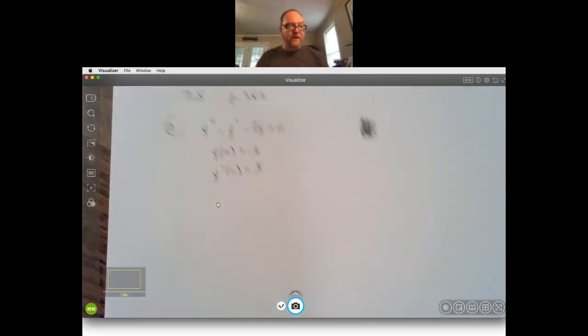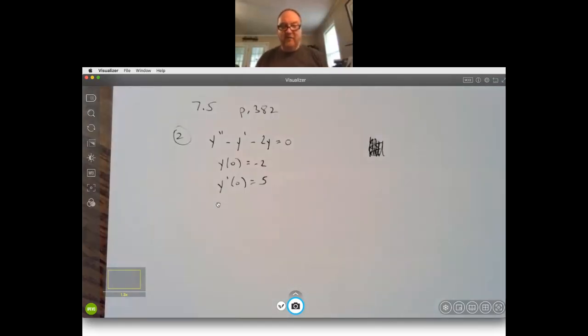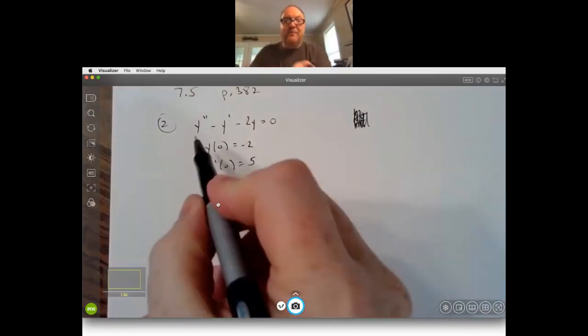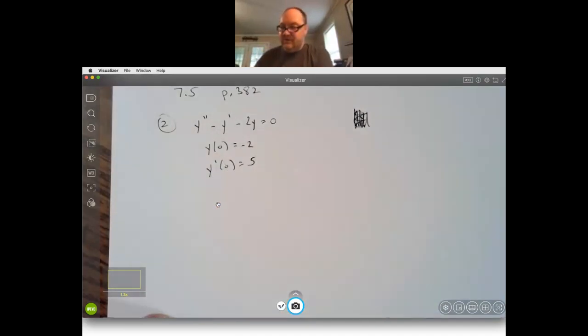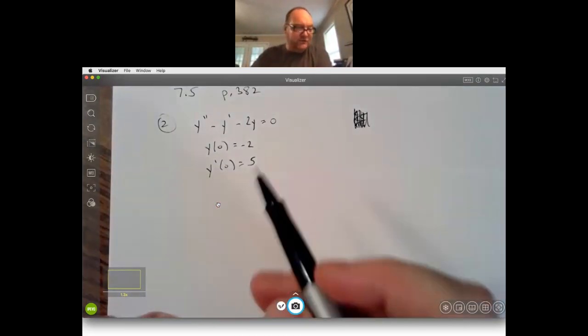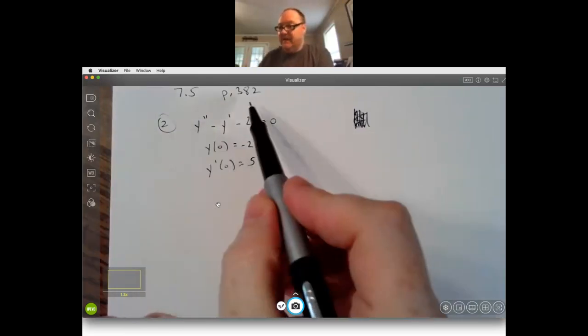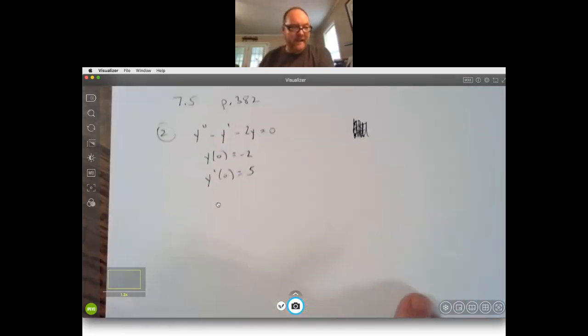So you'll want your handouts with the Laplace transformations on them and the inverses and all of that, because we'll need those things today. Okay. So for number 2, I've got y double prime minus y prime minus 2y all equal to 0. And then I've got 2 initial conditions. And this is problem 2 from page 382, if you want to include that.